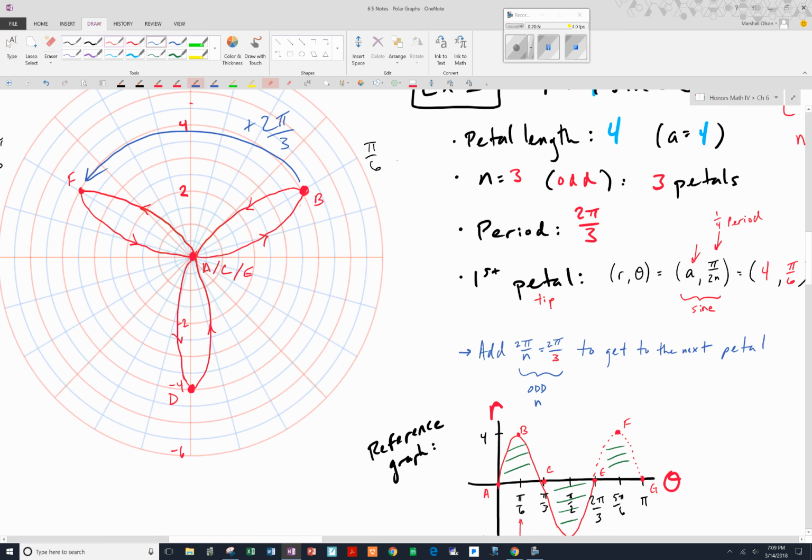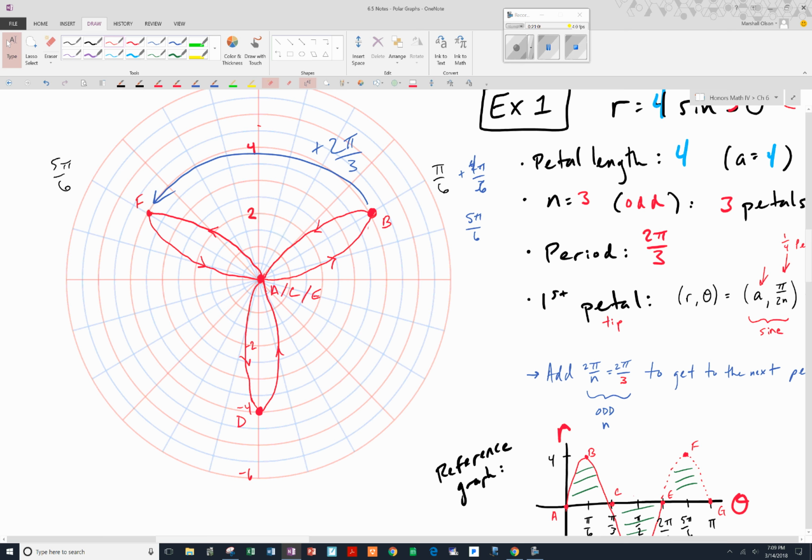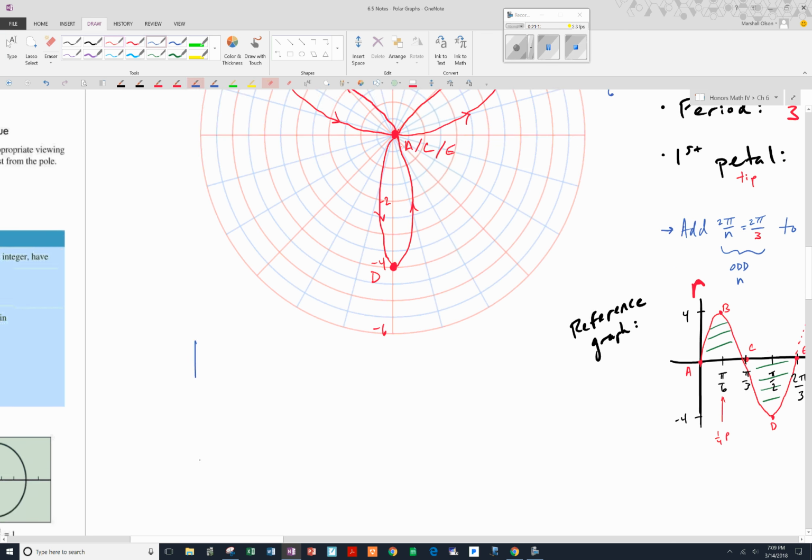All right, so we add 2 pi over 3. Remember, this was pi over 6. Pi over 6 plus 2 pi over 3 would be the same as 4 pi over 6. Hey, look, we get 5 pi over 6, and that's where our next petal tip ended up being. So instead of making a reference graph, basically what we could have done here is do this a little bit quicker. My first petal is at pi over 6. If I add the period, which is 2 pi over 3, my next petal is going to be at 5 pi over 6. And they're both going to be 4 away, and I'll be doing this on a polar graph, so it'll be easy to get. If I add 2 pi over 3 to that, my next point is going to be at 3 pi over 2.